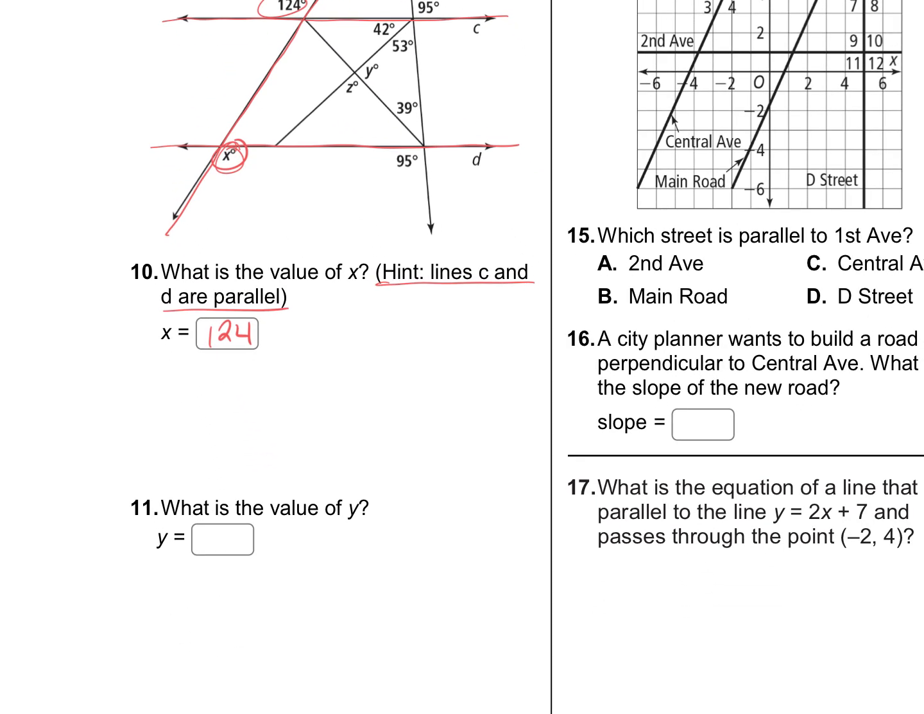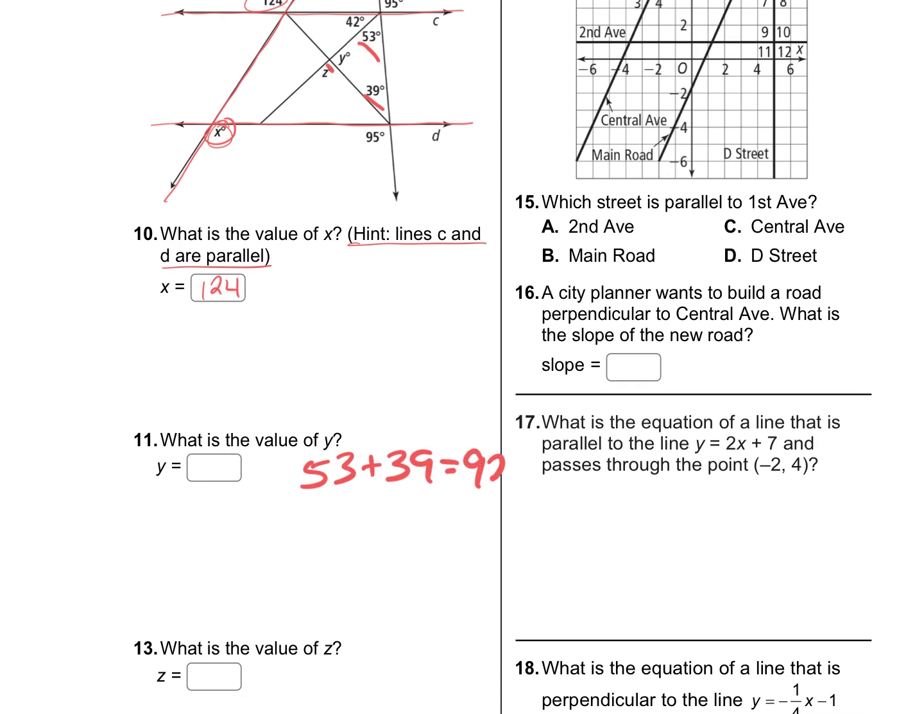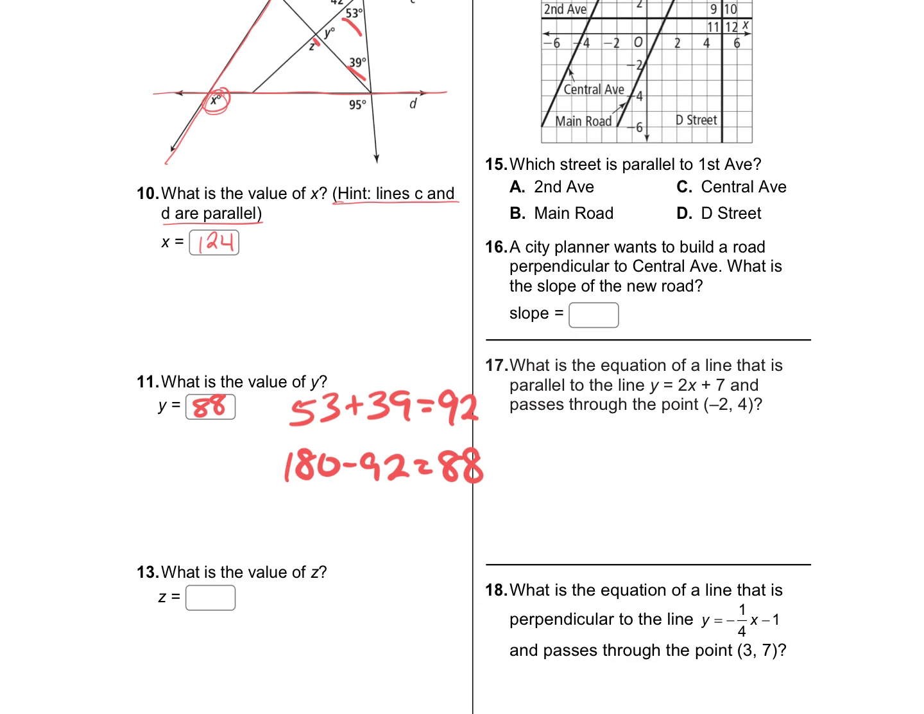How can I find Y? Yep, I know 2. I can find the third, so 53 plus 39 is 92. Then I take 180 minus 92 is 88. So 88 is our Y value. And then how can I find Z up there? Yep, and why do you say that? They're adjacent to each other, so I can take 180 minus 88 to give me 92. Yep.